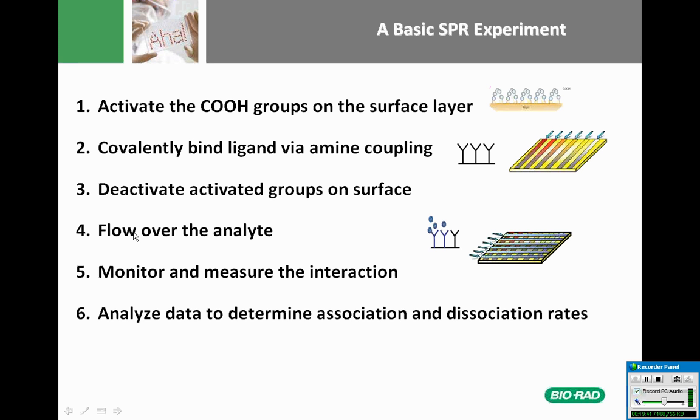In the next step, you will inject the analyte to monitor and measure the interaction. And finally, once you collect all the sensorgrams, you need to process the data and analyze it in order to determine the binding constants themselves, the association and the dissociation rate constants.